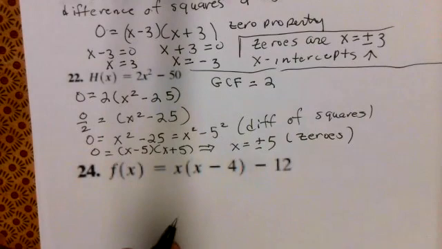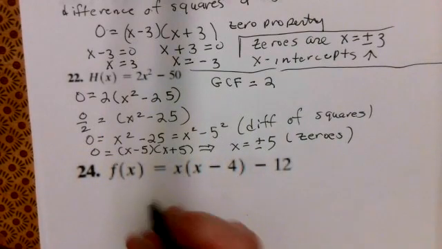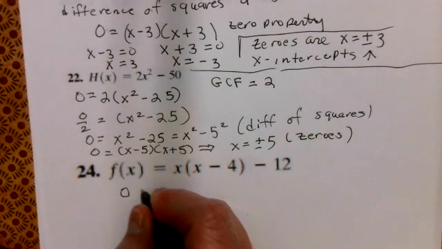Okay, now this might look tempting to just move the 12, or like if you set it equal to 0, which is the first thing we do.